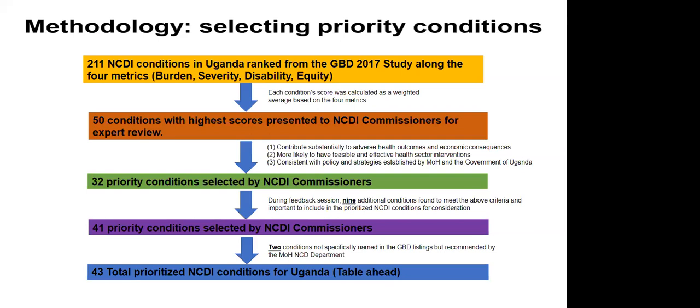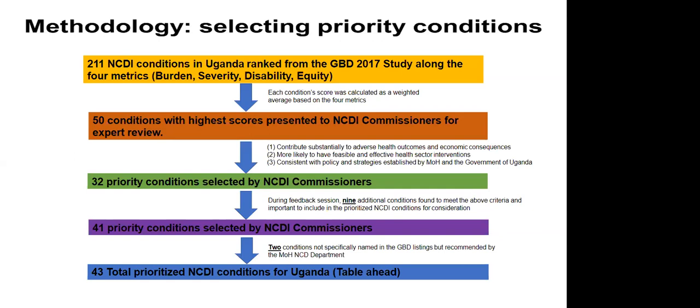So from the NCDI Global Burden of Disease map, I don't know if any of you has had the opportunity to look at it. We have 211 NCDI conditions that are already ranked along the four metrics we've mentioned: burden, severity, and disability, out of several others. We looked at all these 211 conditions and ranked them according to the average score for the four metrics for each of the conditions.